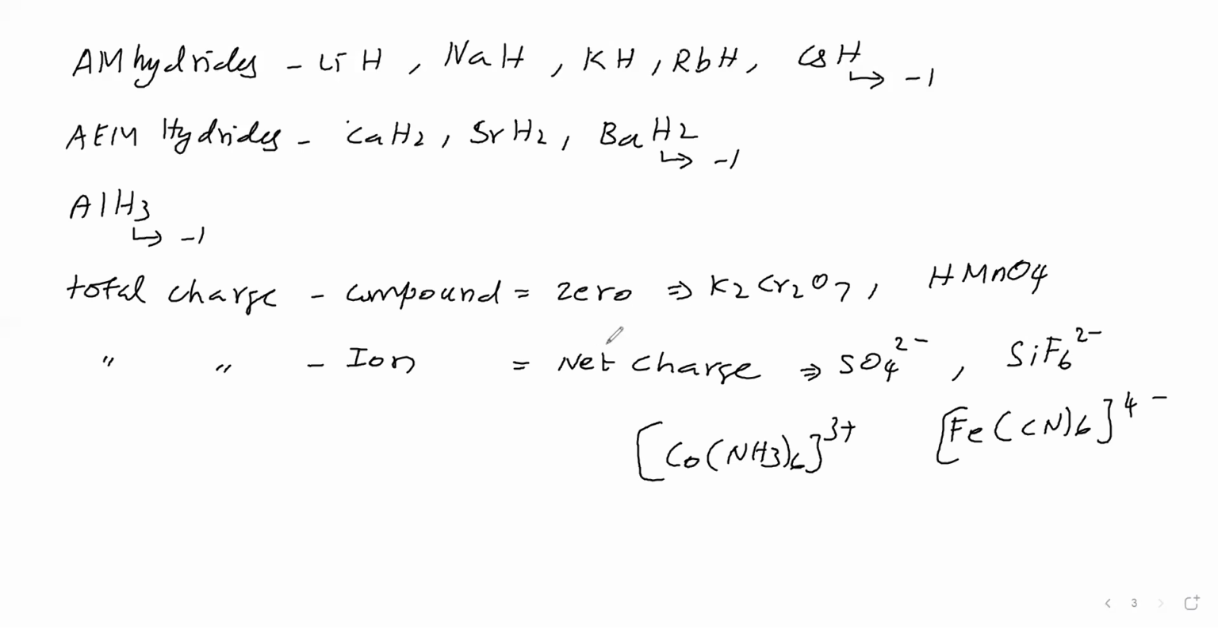Now we have given some rules for this. Using these rules, we'll see how to find the oxidation number of an unknown atom in the given compound. Now we'll take sulfuric acid. In the sulfuric acid, we'll see how to find the sulfur oxidation number.